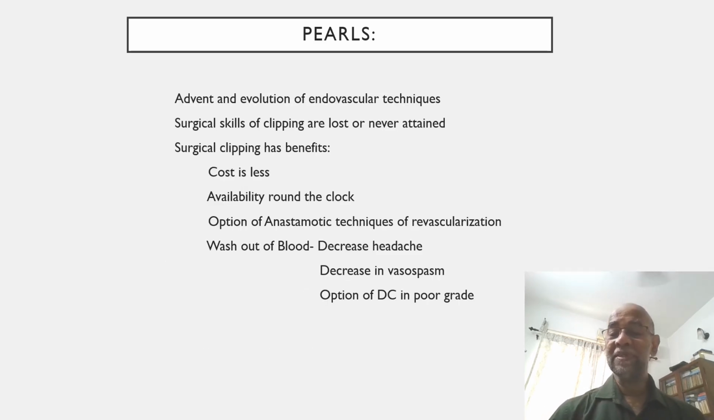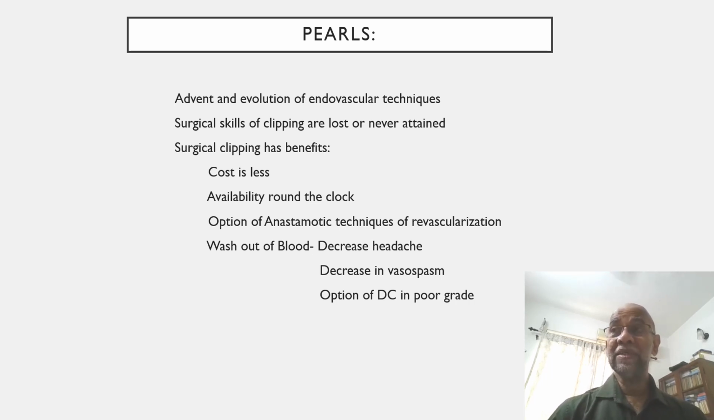This is a basic presentation on aneurysms just to orient the general community towards what a neurosurgeon can offer. The advent and evolution of endovascular techniques has reduced the number of aneurysm operations, and it has also eroded the skills for aneurysm clipping among neurosurgeons. Clipping has definite benefits. The cost is about one third that of coiling. With clipping, the neurosurgeon is usually available around the clock and it does not require a cath lab.